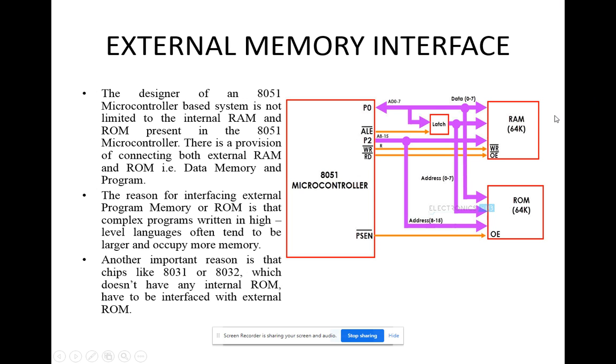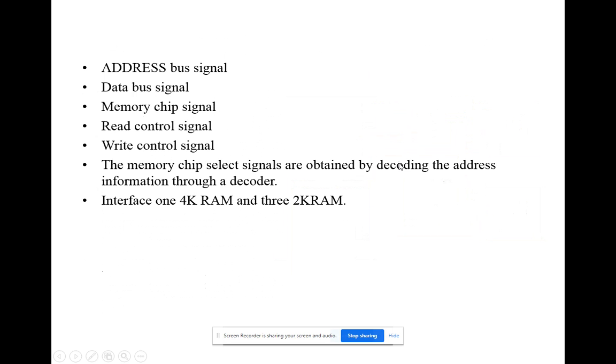This is the diagram of interfacing external memory with the 8051 microcontroller. The external memory, RAM and ROM, is interfaced with your microcontroller through the latch and through the control lines. So what are the signals used for interfacing the external memory? Address bus signal, data bus signal, memory chip signal, read control signal, write control signal. These are the signals applied for interfacing the external memory.